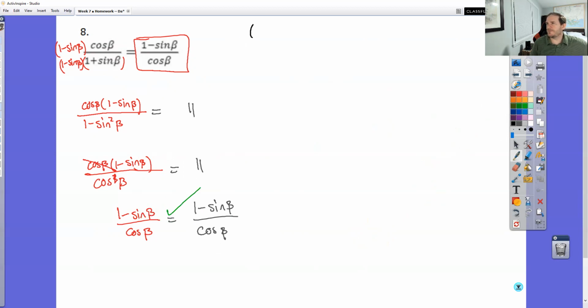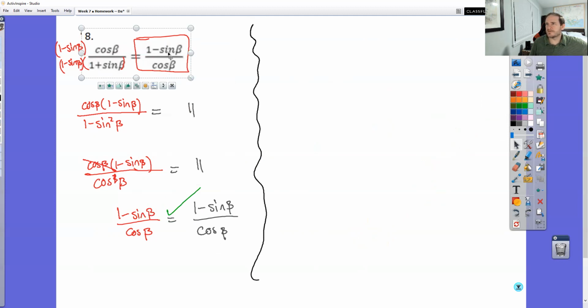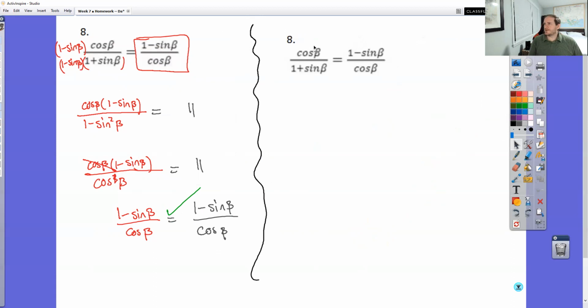This one is worth looking at from the other direction, because if we did this the other way, I think it feels equally easy. You would still look at this thing and be thinking conjugate, I hope. So you'd multiply by 1 plus sine beta, and if you do it on top, you have to do it on the bottom. So your numerator is now 1 minus sine squared beta, all over cosine beta times 1 minus sine beta, minus plus.